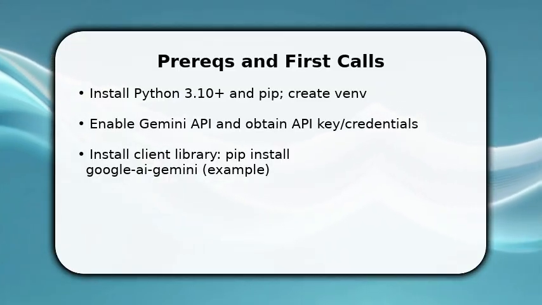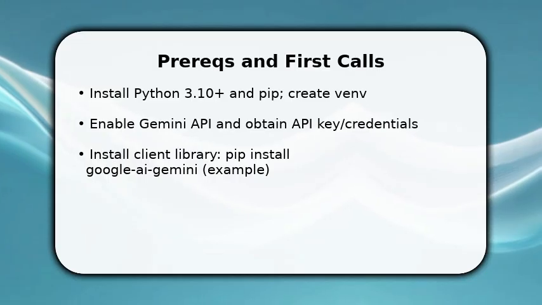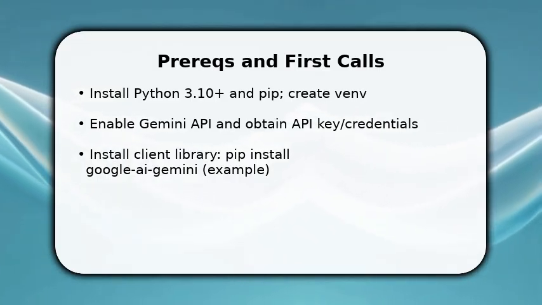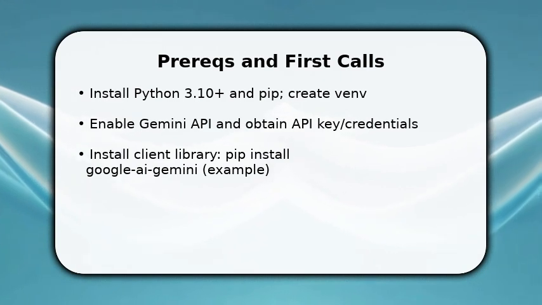Next, install the official client library with pip and set an environment variable or point your code to the service account file so subsequent calls authenticate automatically.